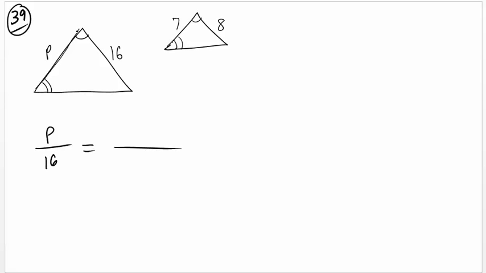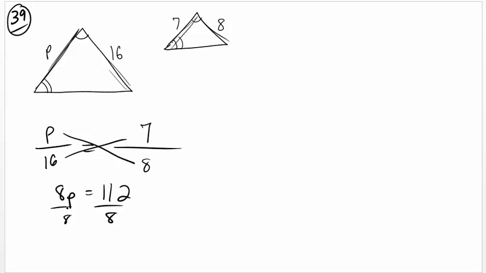P, which is on top, was between the marked angles. So I'm going to put 7 between the marked angles on top. 16 on the right was on bottom, so I'm going to put the 8 on bottom. Cross multiply to solve. P times 8 is 8P. 16 times 7 is 112. And if we divide by 8, P is 14.